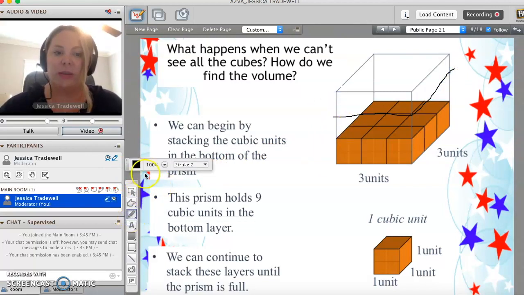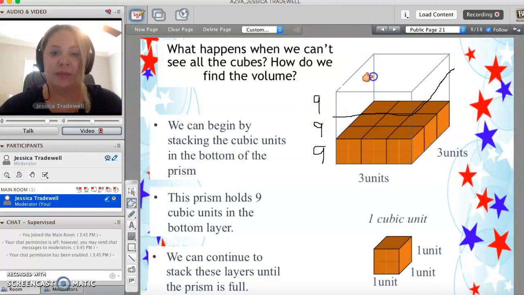So if we know the bottom has 9 cubic units, the middle layer is going to be the same. We're just stacking them right on top. So 9, 9, and then the top layer has 9 as well. So we would say this prism has 27 cubic units. 9, 18, 27. 27 cubic units.